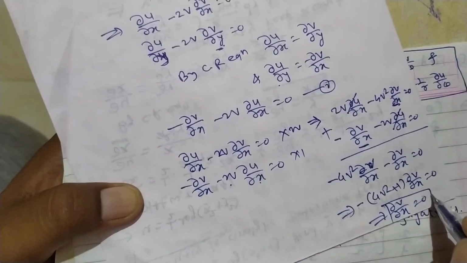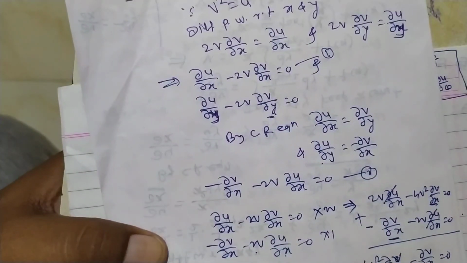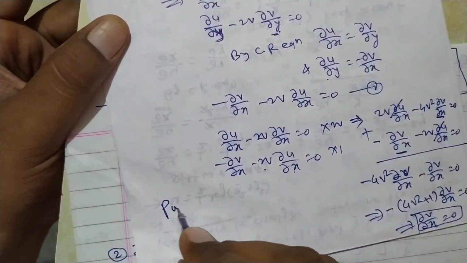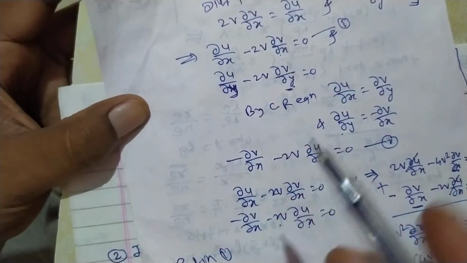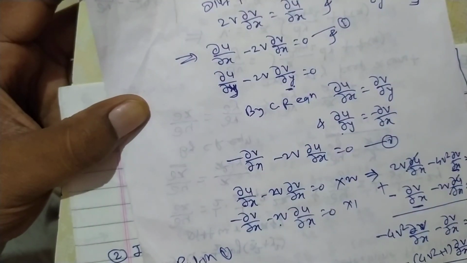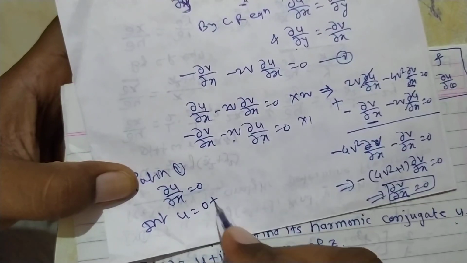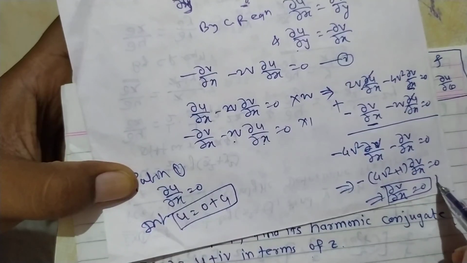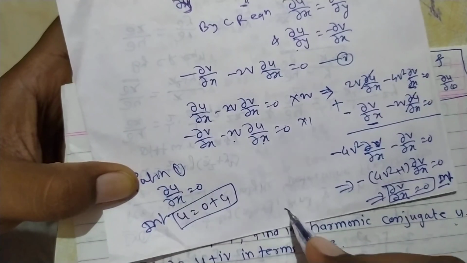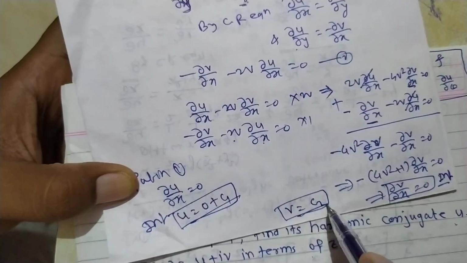Now put the value of ∂v/∂x in any one equation, either 1 or 2. If you put it in 1, equation 1 becomes, with ∂v/∂x equal to 0, ∂u/∂x is also 0. If you take integration here, the integration of ∂u/∂x is u, and the integration of 0 is 0 plus a constant of integration c1, so u is equal to c1. Similarly, the integration of ∂v/∂x is v, equal to a constant of integration c2. So we get u equal to c1, v equal to c2.